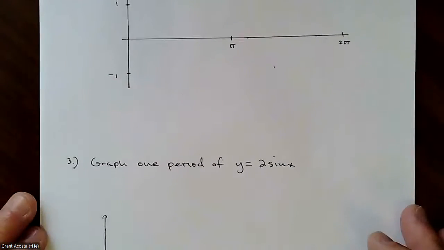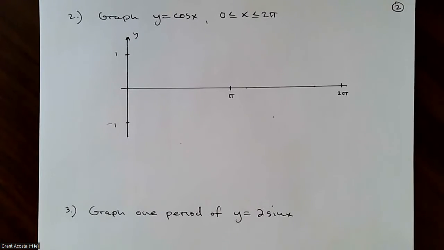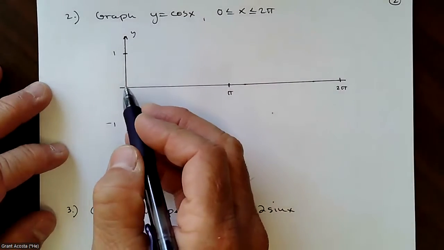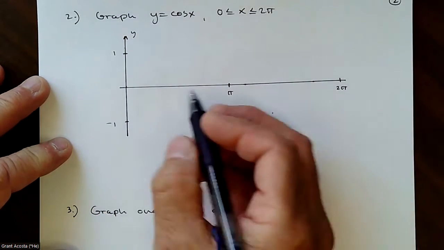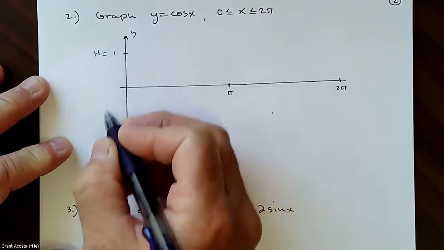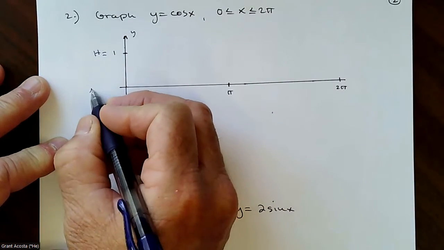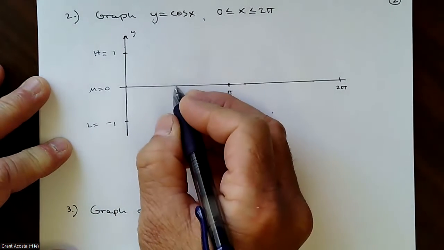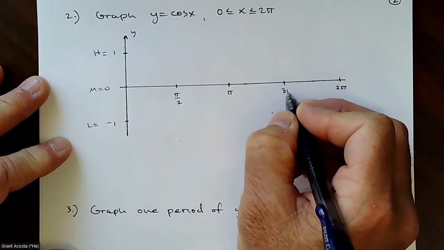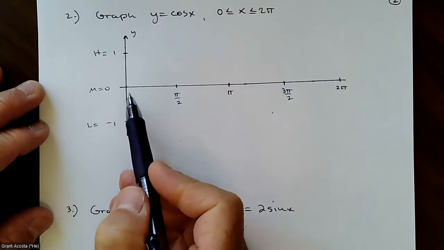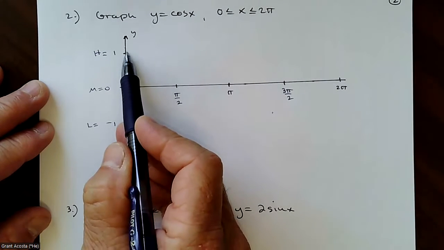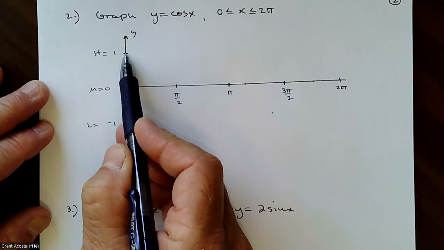Okay, so now let's look at the graph of cosine. Cosine's graph looks very, very similar in that one period is between 0 and 2 pi, and the high is going to be 1, the low is -1, and the middle is still going to be 0. And now that we've seen how sine works, cosine is very similar, except the cosine graph doesn't start at the middle, it starts at the high. The cosine of 0 happens to be 1.